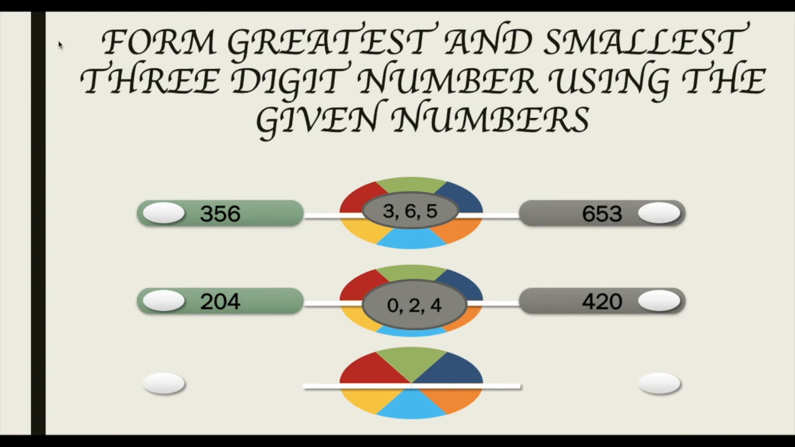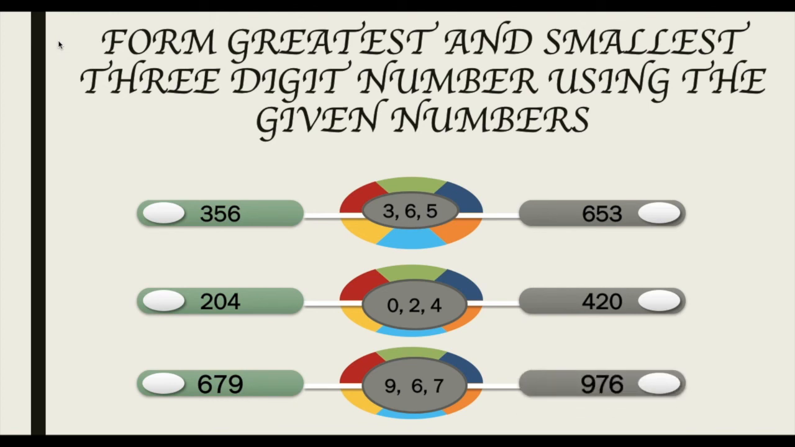The next numbers we have are 9, 6 and 7. By having these numbers, you have to form the greatest 3-digit number and smallest 3-digit number. So first is the smallest 3-digit number. We have 679 as the smallest 3-digit number and 976 as the greatest 3-digit number. Here if you see 679, it has been written in ascending order, that is from the smallest to the greatest, and 976 has been written in descending order, that is from the greatest number to the smallest number.